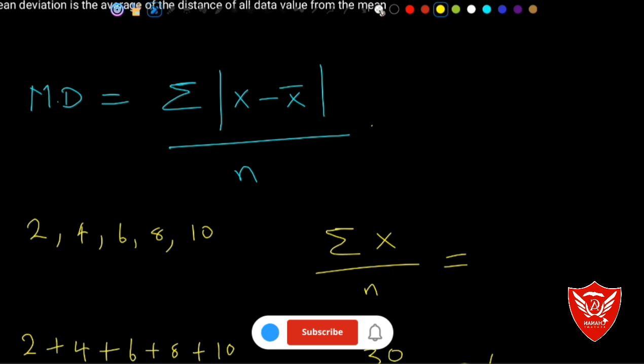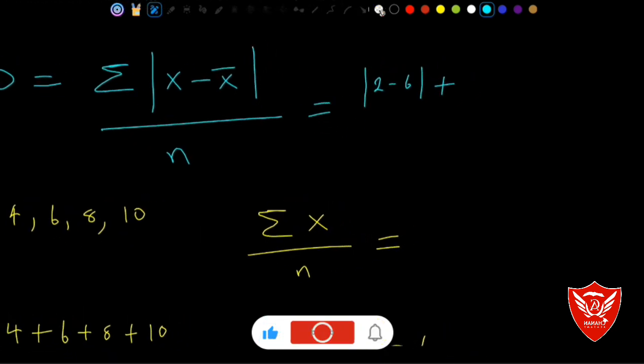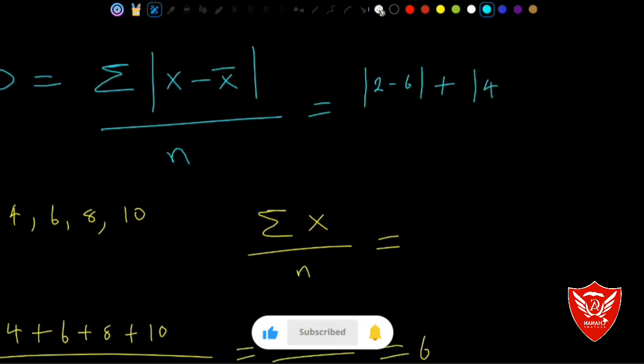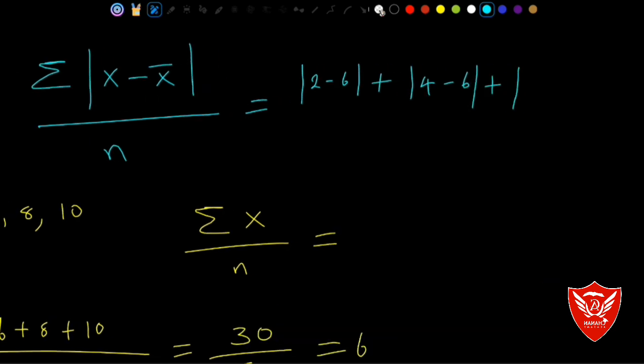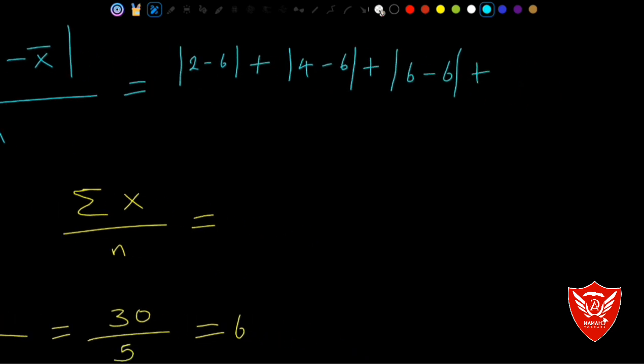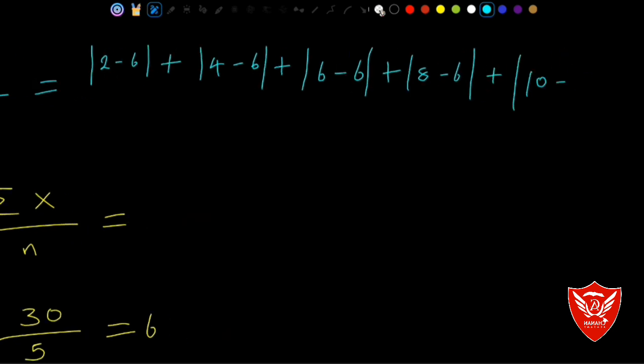For us to look for the mean deviation, this is equal to the absolute value of 2, that's the first observation, minus the mean, 6, plus the absolute value of 4 minus the mean, plus the absolute value of 6 minus the mean, plus the absolute value of 8 minus the mean, plus the absolute value of 10 minus the mean, all over the total number of observations, which is 5.